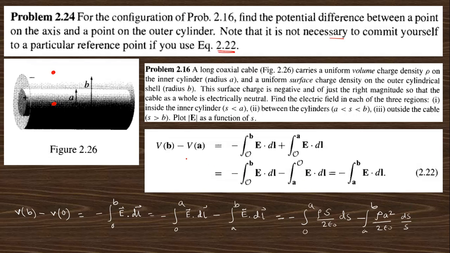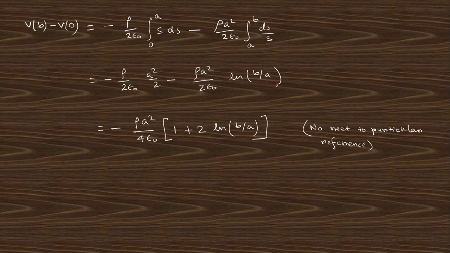Equation 2.22 says this potential difference will be like that, minus the integral from a to b of E dot dl. So here one point is at 0 distance and the other is at b distance, so v of b minus v of 0 is equal to the integral from 0 to b of E dot dl. This can be split into three parts, from 0 to a to b, because for this region, region 1, 2 and 3, we got the electric field in this problem. You can watch that video also. So putting in the electric field value obtained in this problem and integrating, you will get this answer.